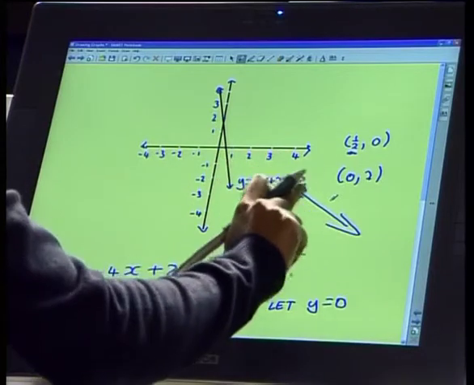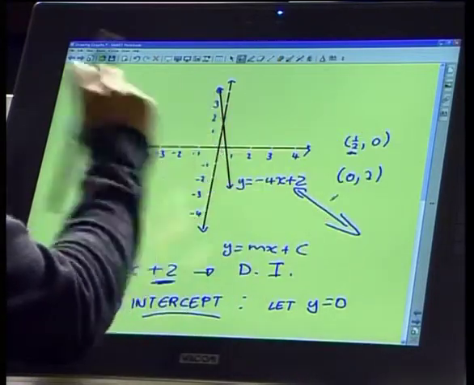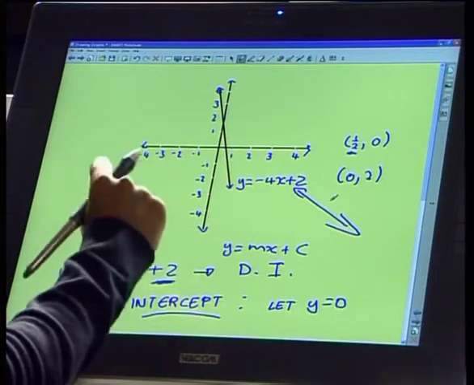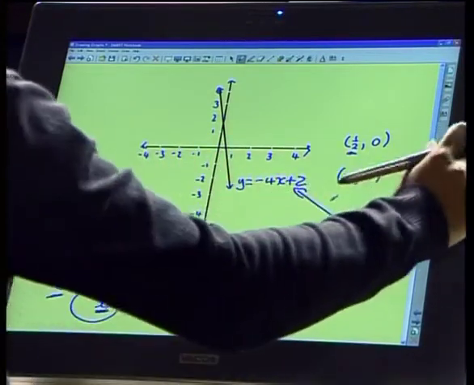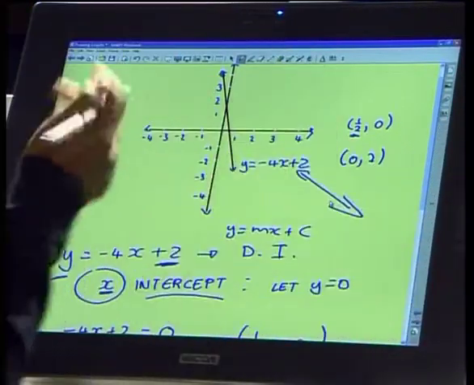The y-intercept is 2, which we could identify immediately. We have the line cutting the y-axis at 2. And that's how we would draw that line using the dual intercept method.